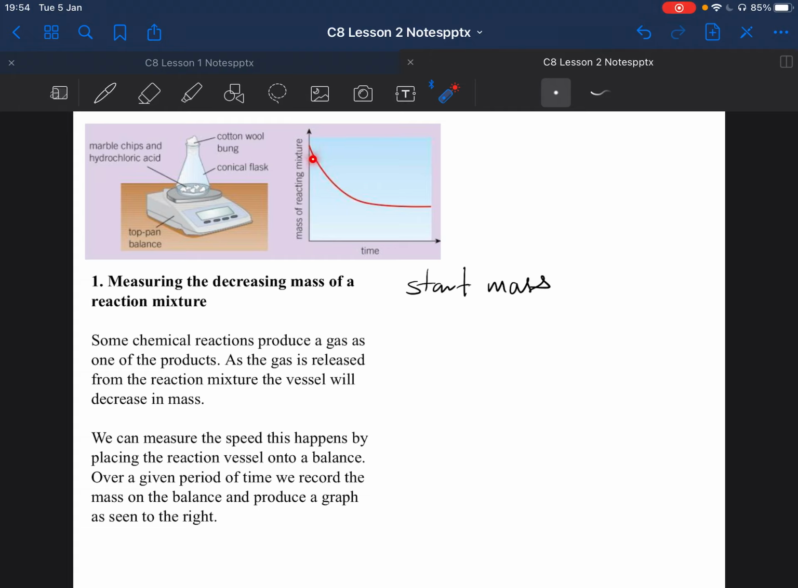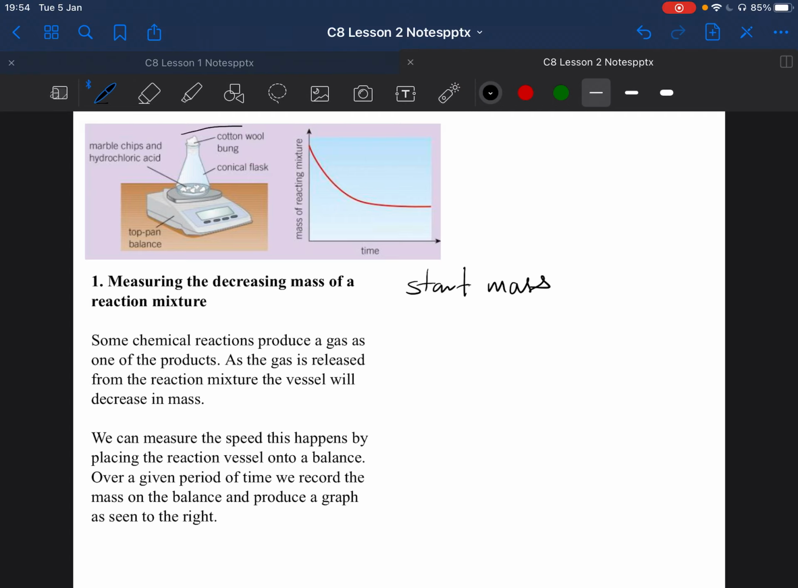This will give us this shaped graph. What we can see is the graph goes down and then it will plateau right here. And that plateau is because the reaction has finished happening. It has lost the maximum that it will lose, and so it can't react anymore.